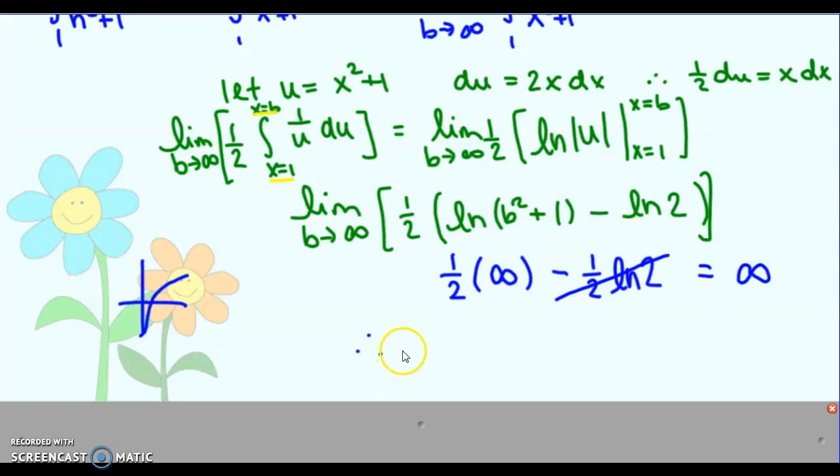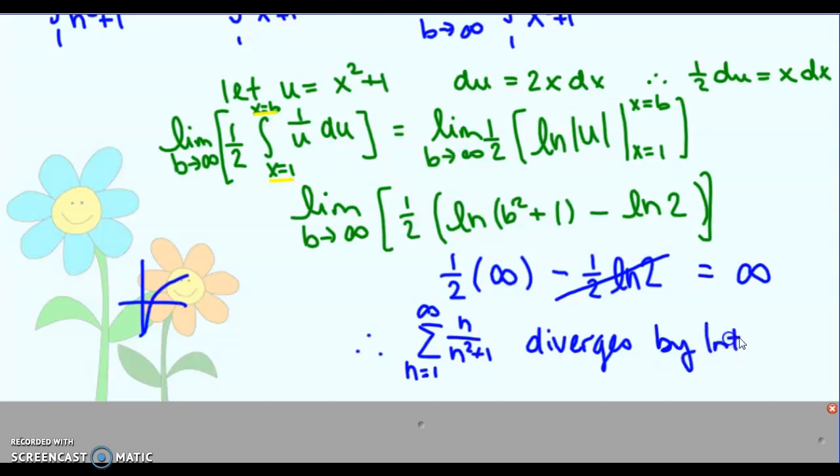So if we have our integral that's going to infinity, that means that it diverges. Therefore, our summation of n over n squared plus 1 also diverges by the integral test. And remember, in order to use the integral test, you have to establish our first 3 rules.